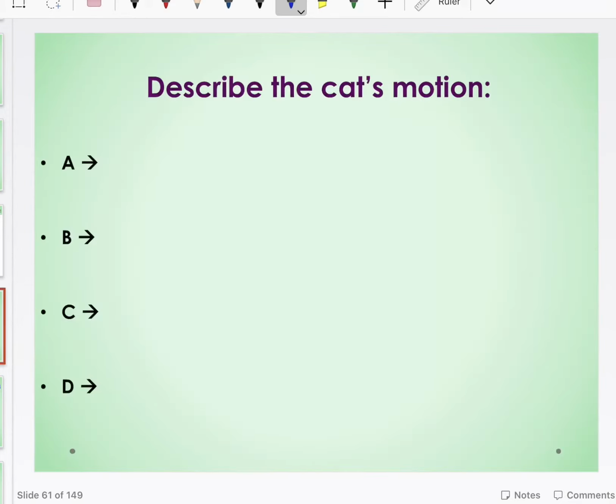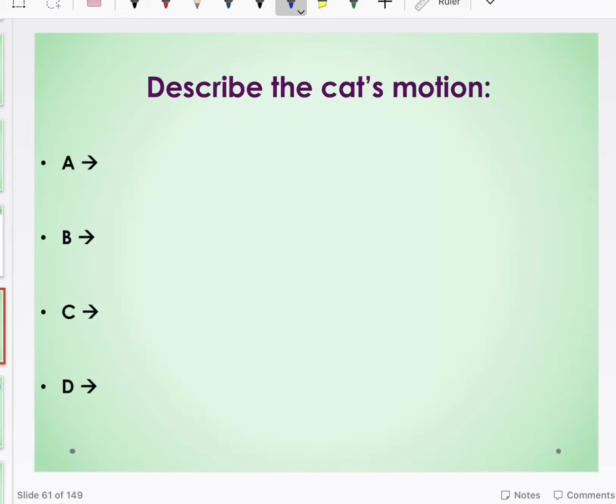All right, so starting with A. What we see happening at A, if we look at the units, is that from 0 seconds to 1 second, the cat is traveling 2 meters. And because the line is diagonal and straight, they're traveling at a steady speed. They're moving in the positive direction. The slope is up, which is west. So the cat is traveling west at a steady speed.